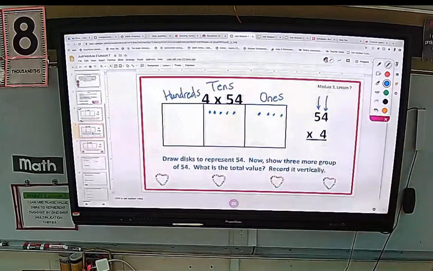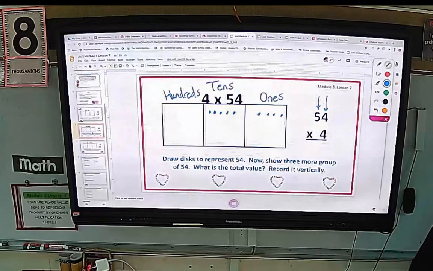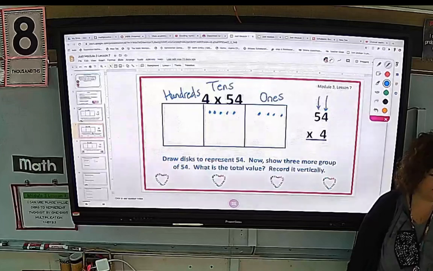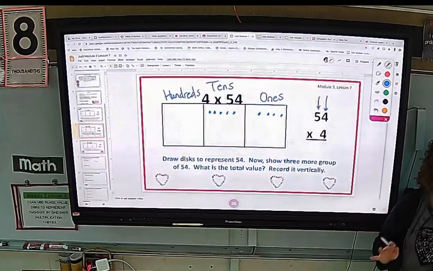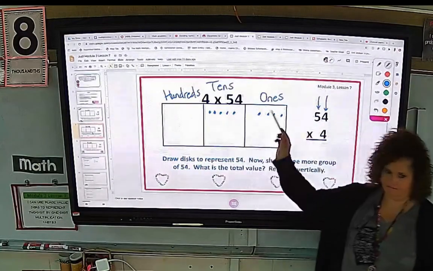That fast. Okay. You've got those big markers, all you really have to do is touch it. Okay. Now, how many times are we multiplying by? What number are we multiplying by? 4. By 4. So when I'm all done, I should see 4 groups of this.